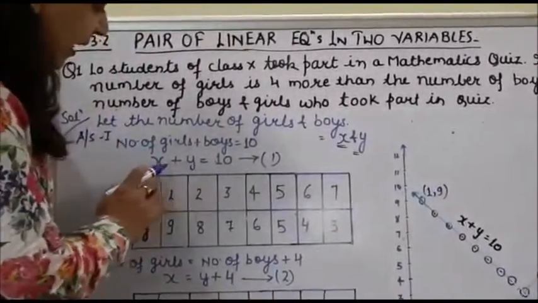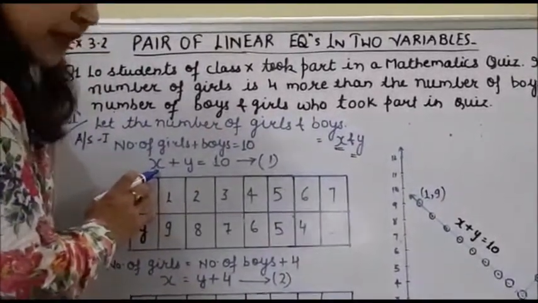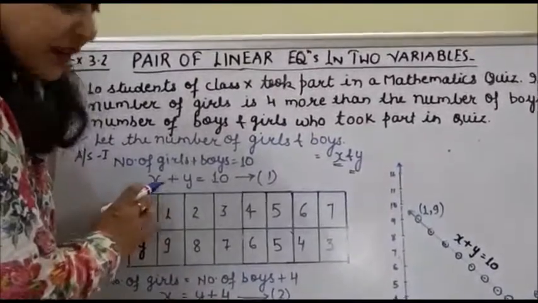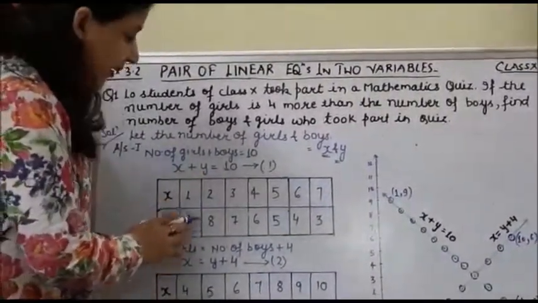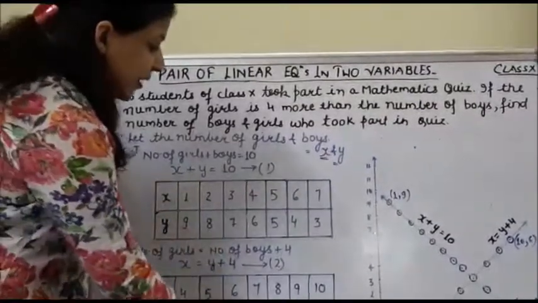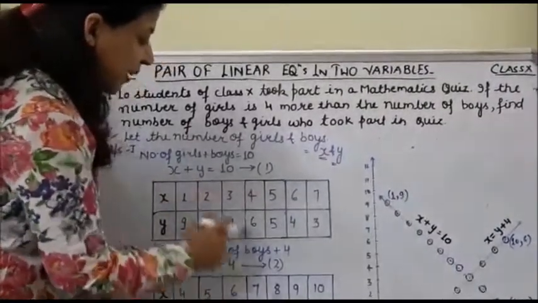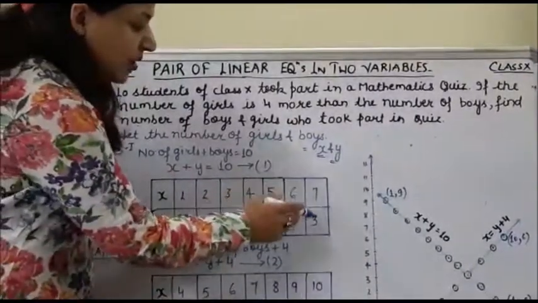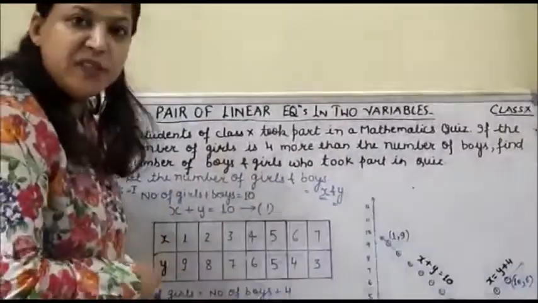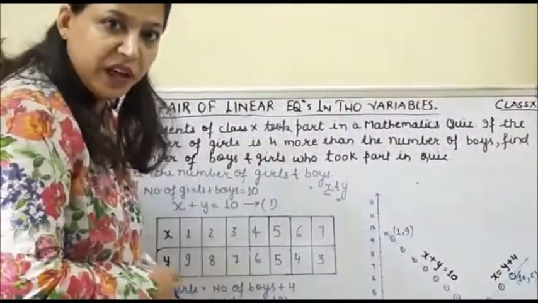Now just see, X is equal to 0 if I am going to put, what will I get? Y is equal to 10. 1 if I am going to put, 9. 2 I am going to put, 8. Similarly, different values you can put: 4, 6; 5, 5; 6, 4; 7, 3. My table is ready to plot on the graph.